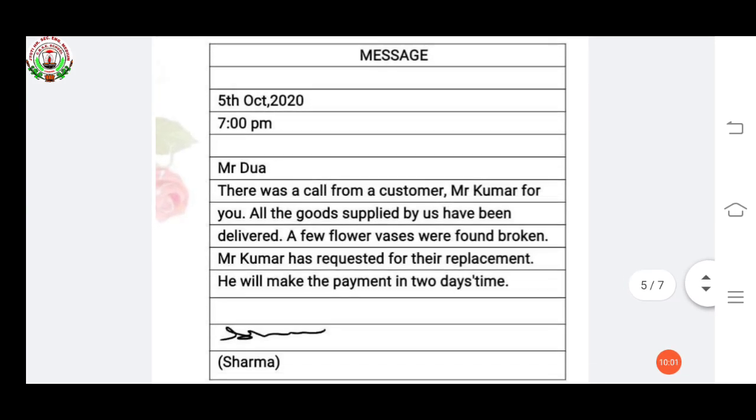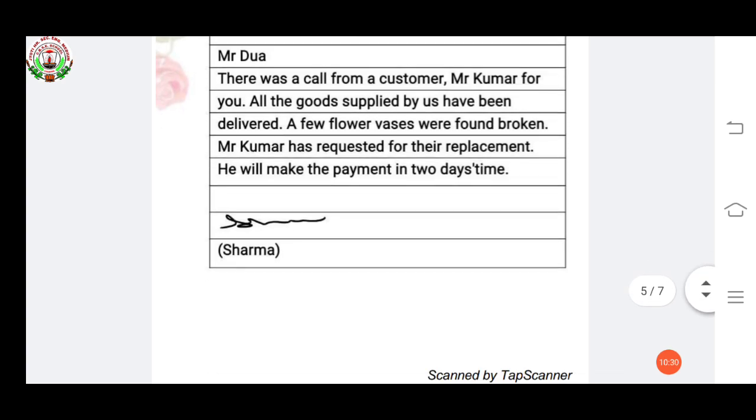This is one example on the basis of the conversation between Mr. Sharma and Mr. Kumar. Here, who receives the message? Mr. Sharma. Who sent the message? Mr. Kumar. For whom is the message meant? Mr. Dua. I hope you understood. So you have to find the main information from the conversation. Now see the next example.